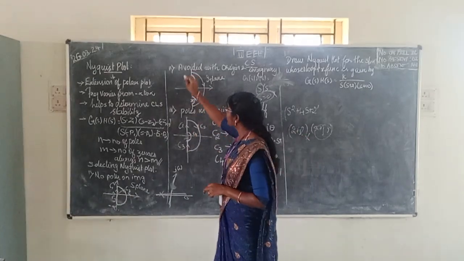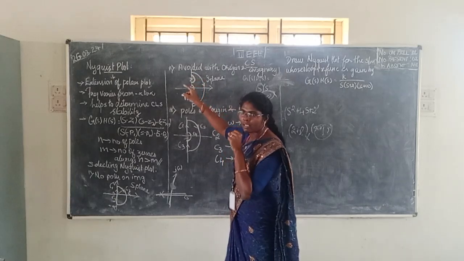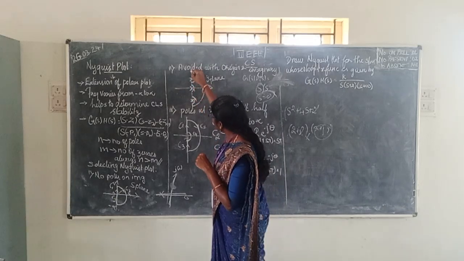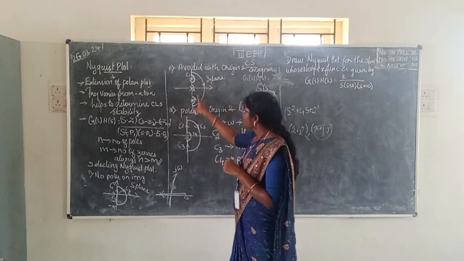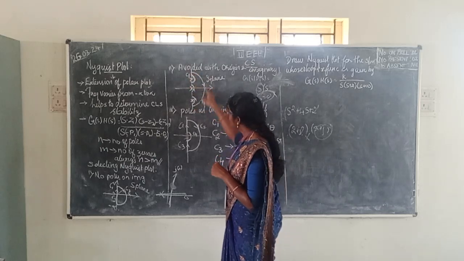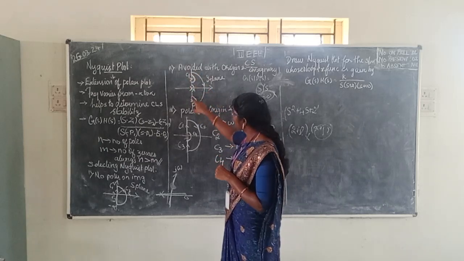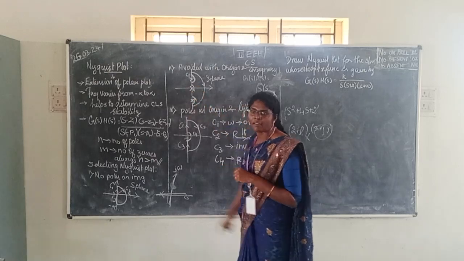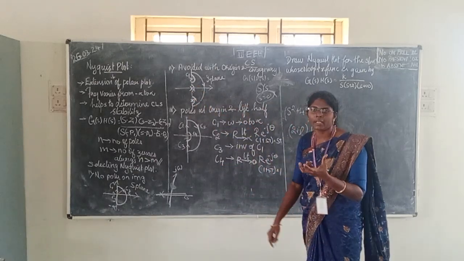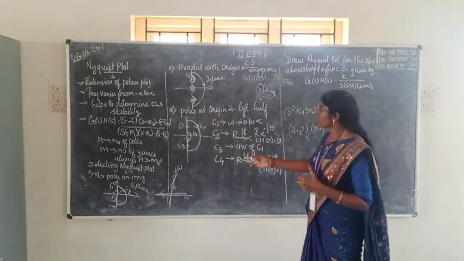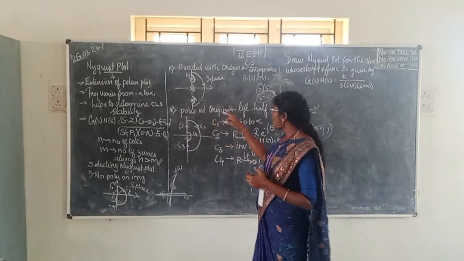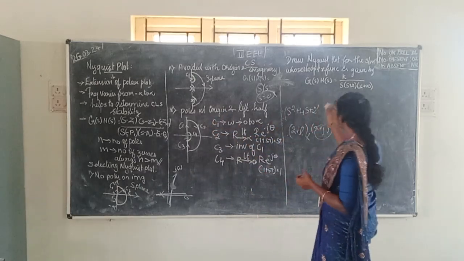Okay, so we can say, how many paths are there? Over here, first C1, C2, C3, C4, C5, C6, C7. Okay, the number of contours we will increase based on it. Okay, and next, the poles at the origin. There is a function like here.